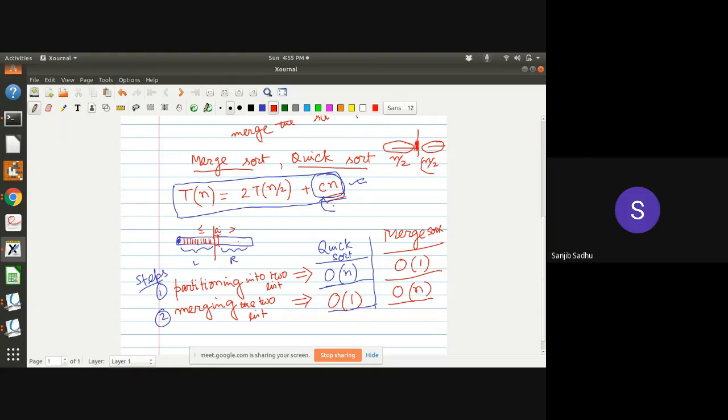Now, what is this Cn? This time is for dividing the problem. Means, not dividing, sorry, it is to find out the solution for the left part, and this is for the right part. And this part is actually what? Partitioning plus merging time.